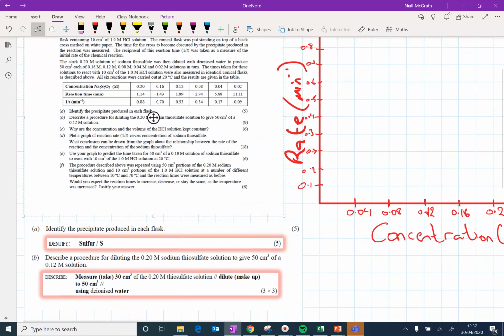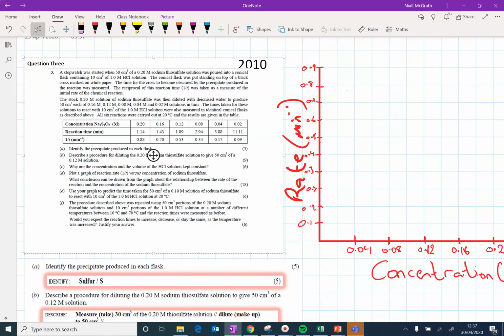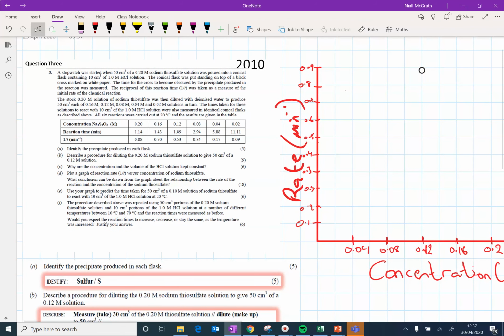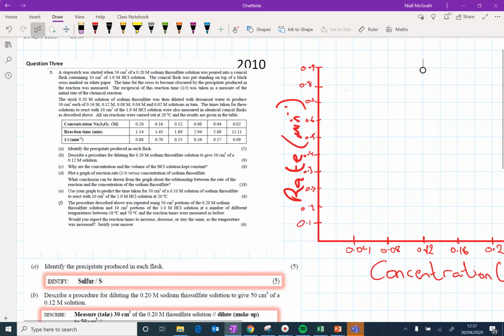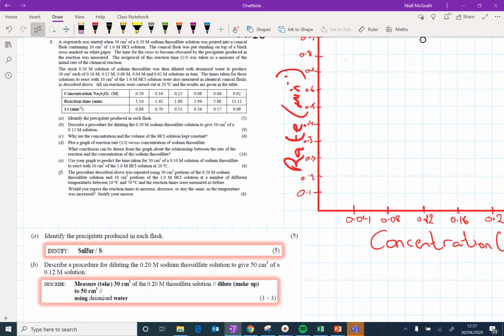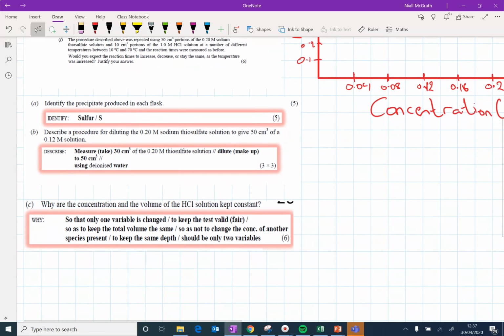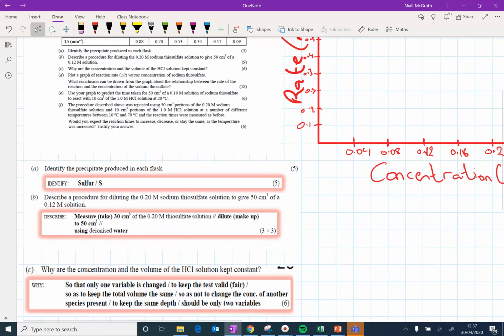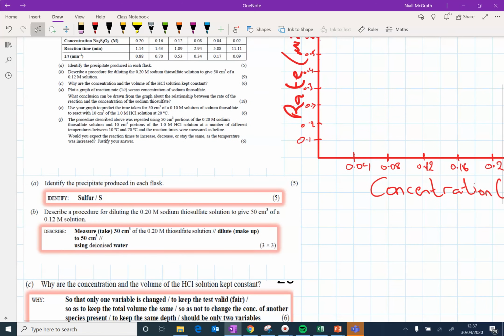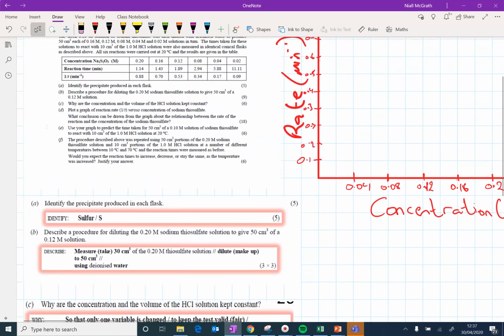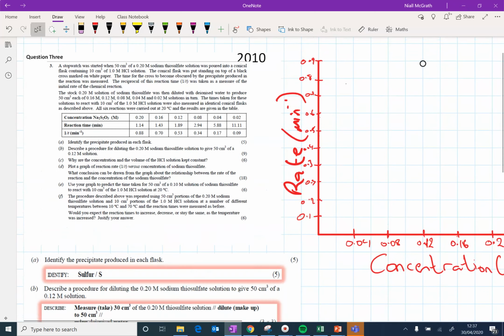Now, part C then. Why are the concentration and the volume of the hydrochloric acid kept constant? That is so we only have one variable changing. If we had more than one variable changing, we wouldn't know if it's the concentration of the sodium thiosulfate that was causing the rate of reaction to change or not. We wouldn't be sure. So only one variable is changed.